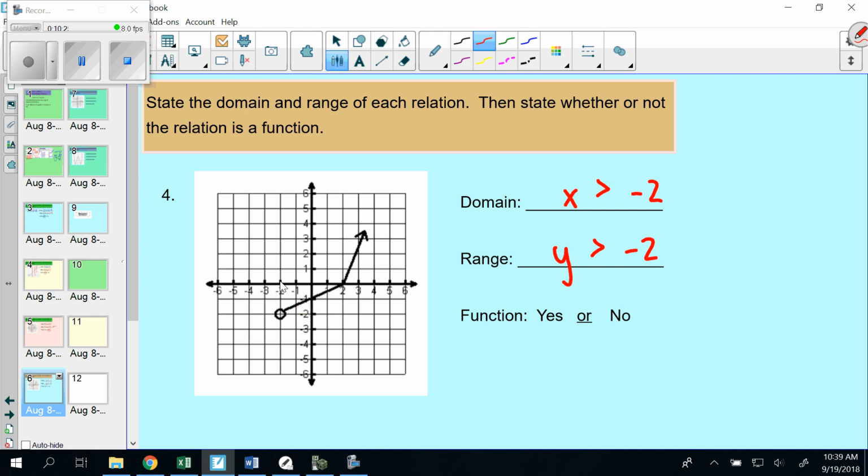Is this a function? Let's check. Does it pass our vertical line test? Yeah, doesn't matter where we draw it. This one's a function.